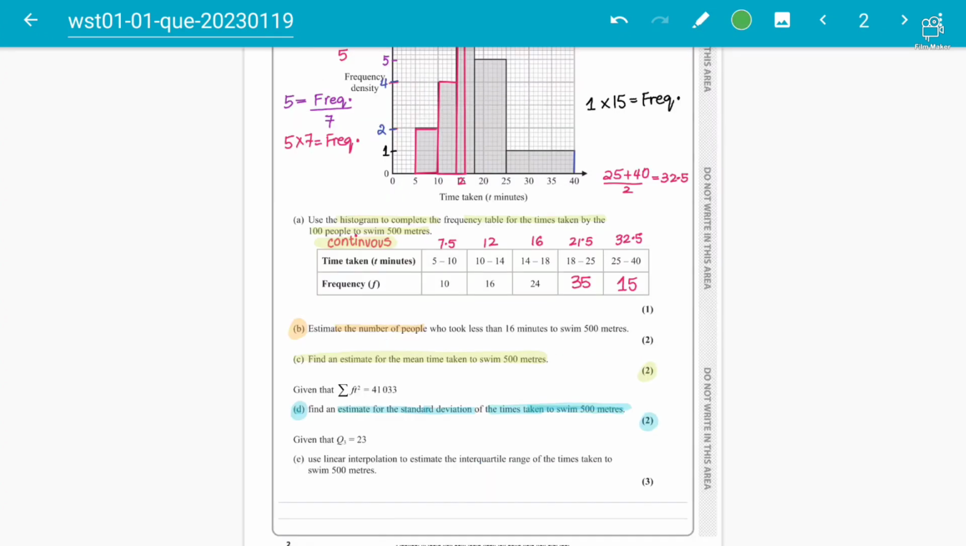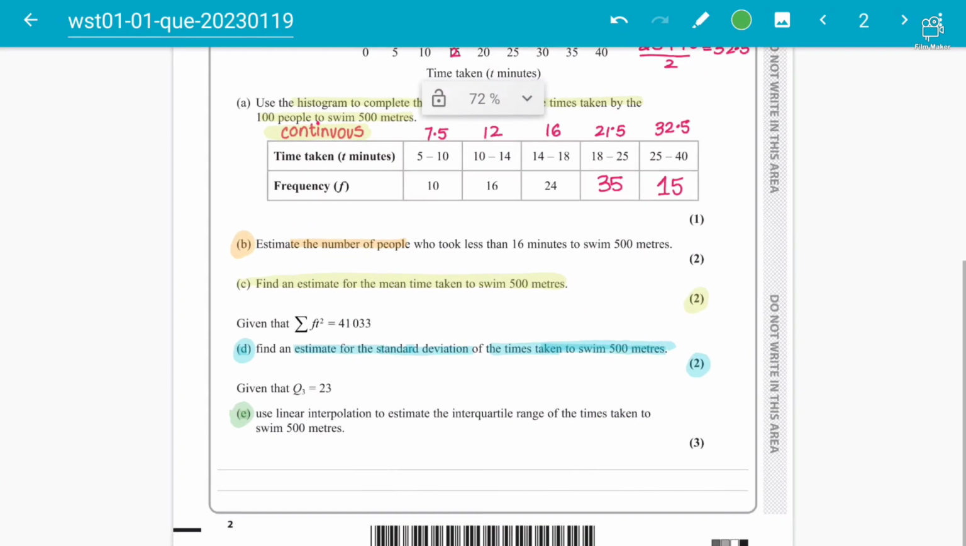Moving forward, students, the last part, part E of this question, says that given that quartile number 3, the upper quartile, is given as 23, we have to use linear interpolation to estimate the interquartile range of the time taken to swim 500 meters. It's very simple: the interquartile range is basically the upper quartile minus the lower quartile.